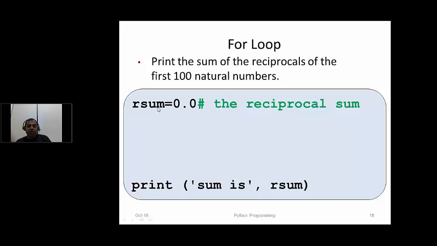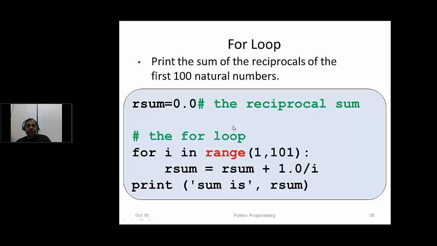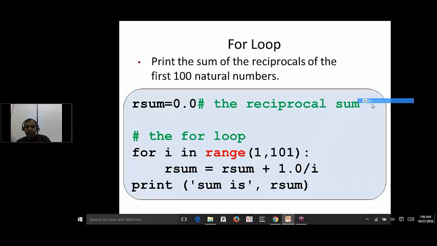So what I want to do is compute the reciprocal sum and print it. Given a number I, the reciprocal sum can be computed by adding 1 by I to the sum. Now the only thing that remains is generating this number I for the first 100 natural numbers, and this can be done very easily using a for loop. So I want numbers from 1 to 100, and for each number I want to add 1 divided by I to the reciprocal sum. Okay, so, yes, any questions?